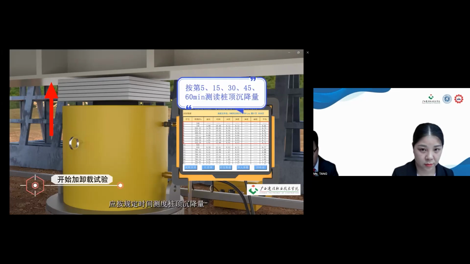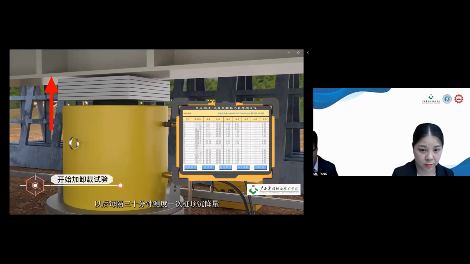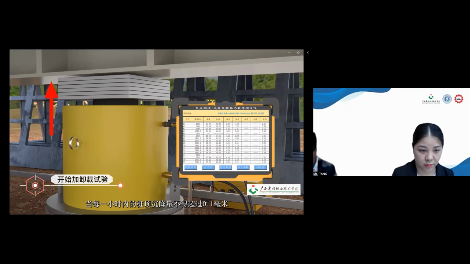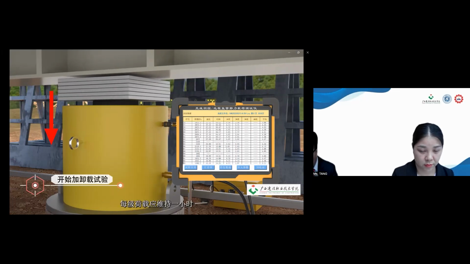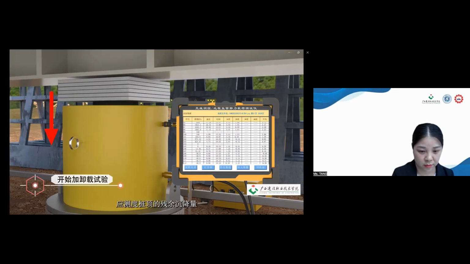After each stage of loading is applied, the pile head settlement shall be measured and read for the regulated time and then measured and read every 30 minutes. When the pile head settlement does not exceed 0.1 millimeter per hour and this condition occurs twice in succession, it is considered to be stable and the next stage of load can be added. The unloading shall be performed by stages. The load of each stage shall be maintained for 1 hour. After unloading to zero, the residual settlement of the pile head shall be measured and read, which lasts for 3 hours.